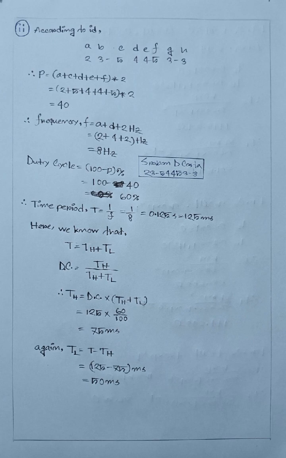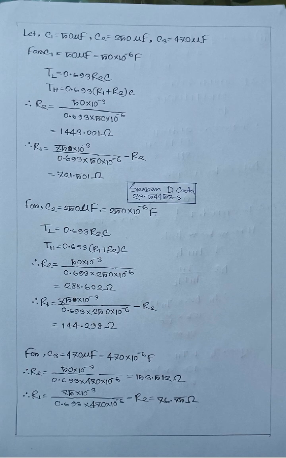From my ID, the value of P is 40 and the duty cycle is 60%. Also, the frequency is 8 Hz. I selected resistor and capacitor values to meet the duty cycle. From the options given, I used a 250 microfarad capacitor to tune the output frequency and blinking time.